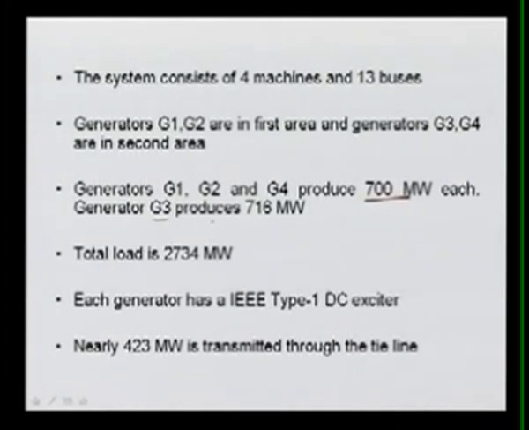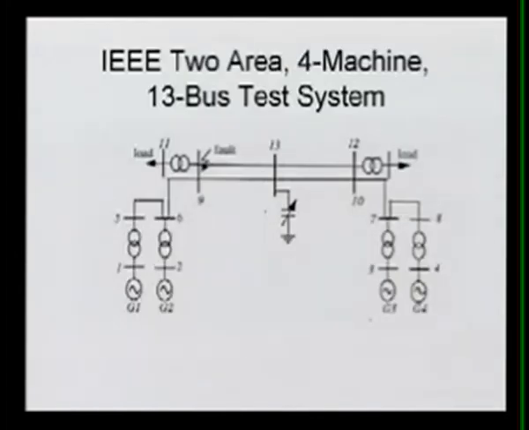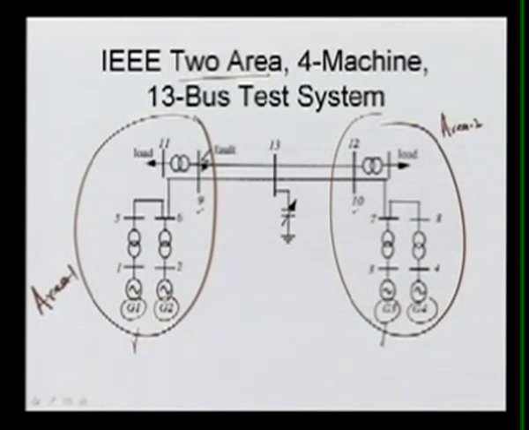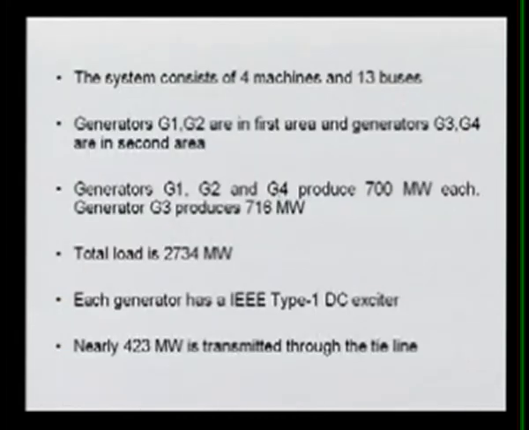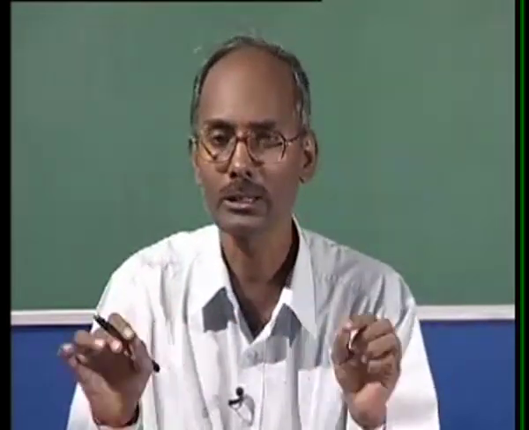However, generator 3 is providing 716 megawatts, and the others are feeding 700 megawatts each. The power flowing in this line from area 1 to area 2 is nearly 423 megawatts, transmitted through the tie line, because the two areas are connected and the connection line is known as the tie line.